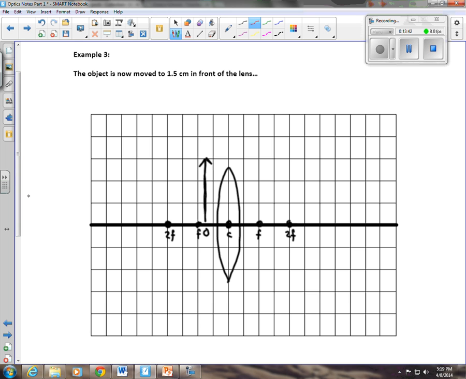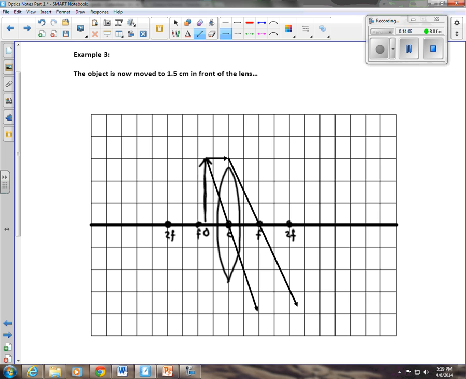Next one. Okay. Now I move it even closer, so now I'm inside F. So we're going to draw the exact same rays. They're going to go parallel until we hit the center line, and then down through the focus, like so. And then we're going to go straight through the center, like so. Now I have a little problem. These things are never going to meet, so what do we do?